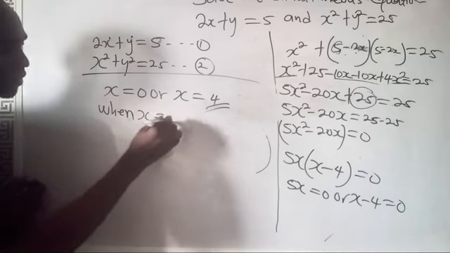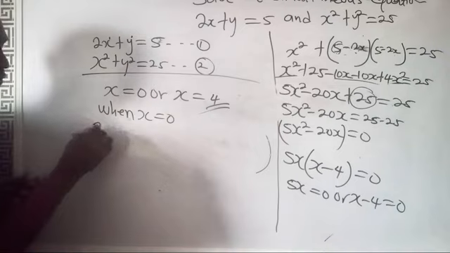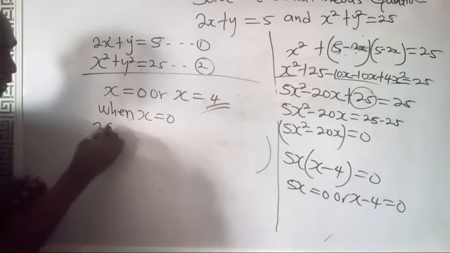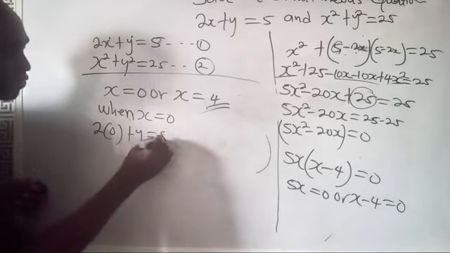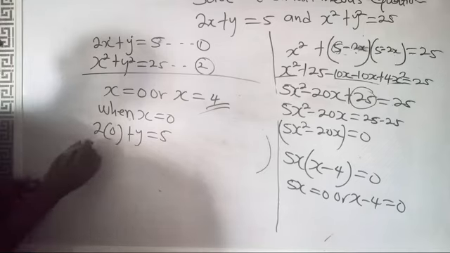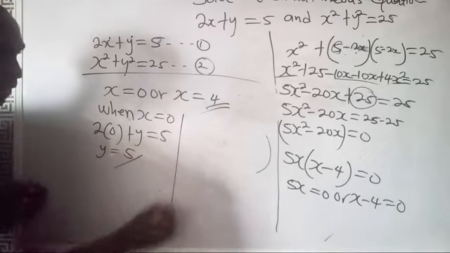So with that, when x is equal to 0, we have 2x plus y is equal to 5. 2 times 0, that will give us what? y is equal to 5.